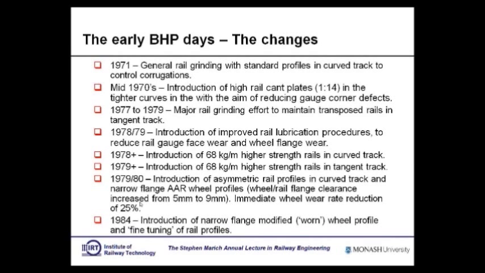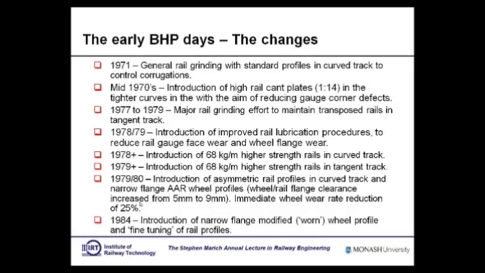In 78 plus, we started to introduce 68 kilogram head hardened, high strength, heat treated rails. And in 79, we started to introduce the same material type in the straight track. In 79, 80, we started to introduce asymmetric rail profiles. Ravi, I think, mentioned that.